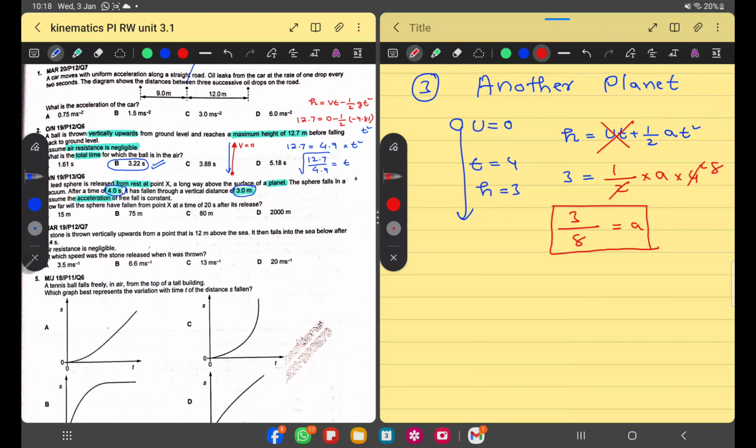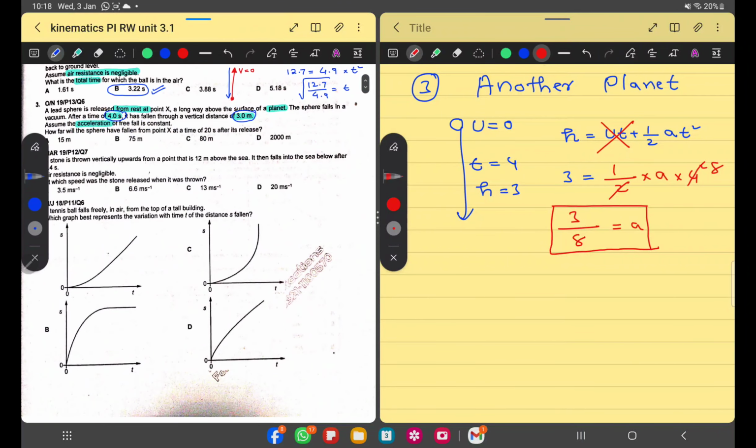So by using the second equation, 3 meter height in 4 seconds, the acceleration is 3 upon 8. And now what is the question? The question is, how far will the sphere have fallen in 20 seconds?